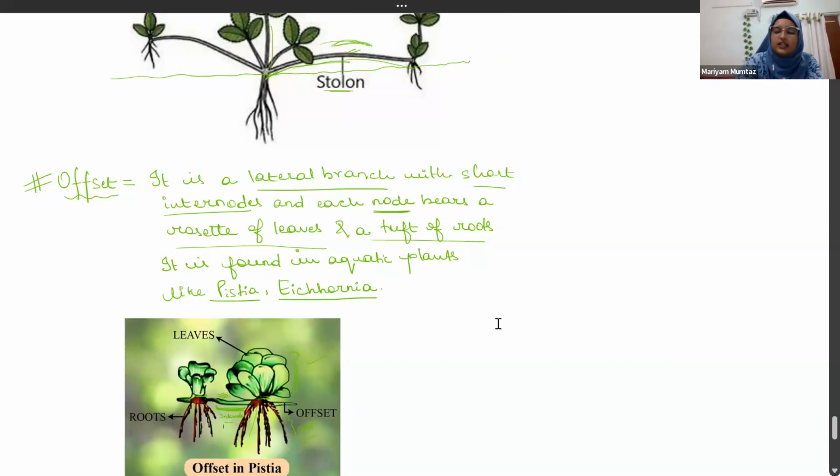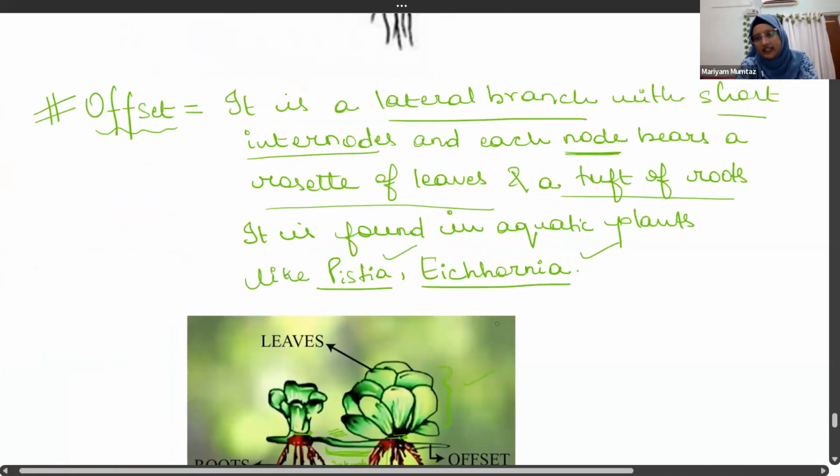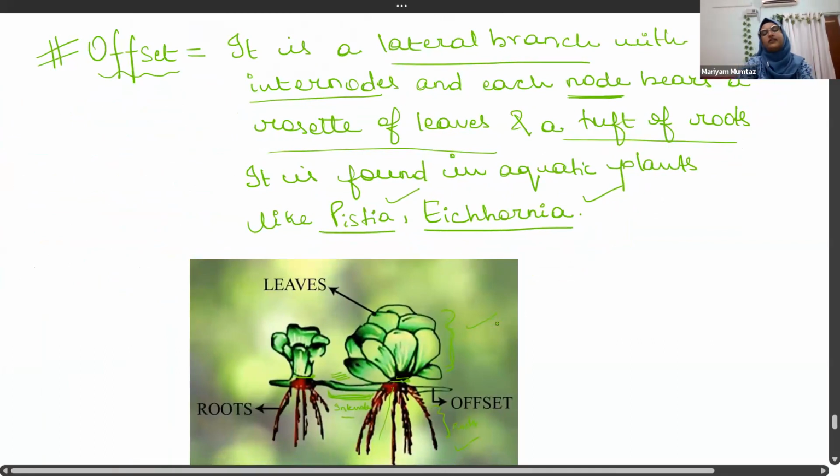And it is present in two types of plants. The first one is Pistia and the next one is Eichhornia. Now, always underline them because they are the scientific names of the plants. Wherever you see common names, write them as they are.